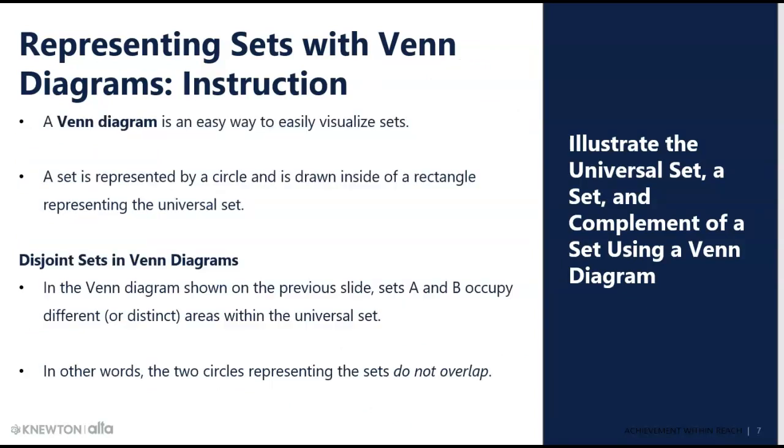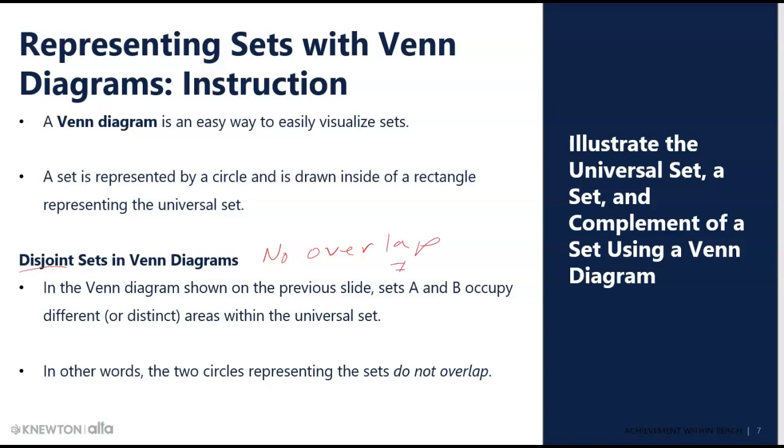So, it's a way to visualize sets. The set is represented by a circle and drawn inside a rectangle. It represents the universal set. What we just saw was a disjoint set. No intersection, no overlap.